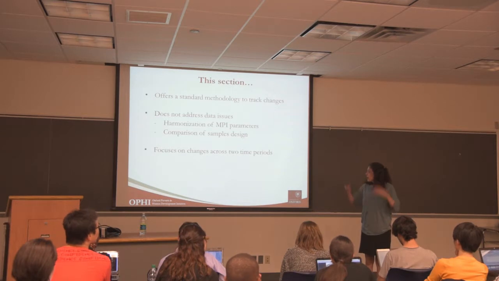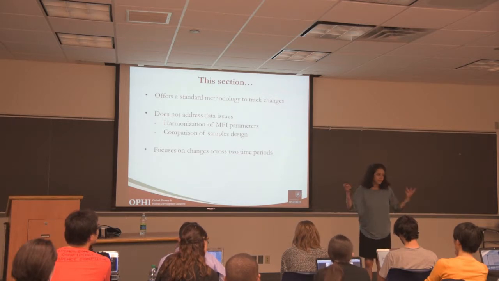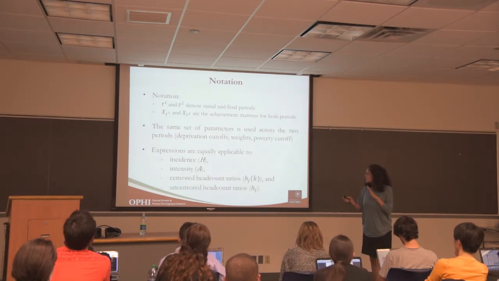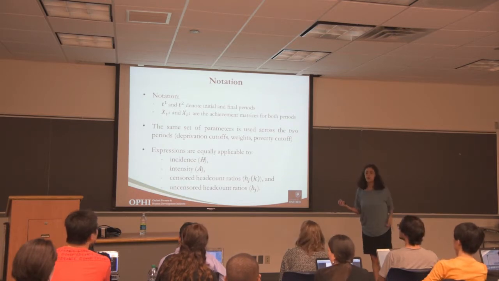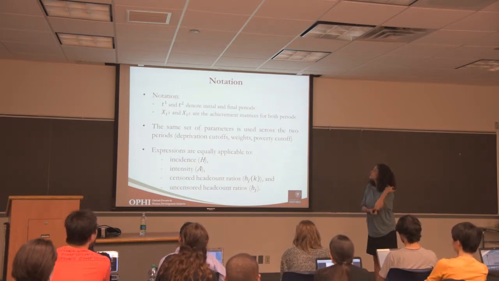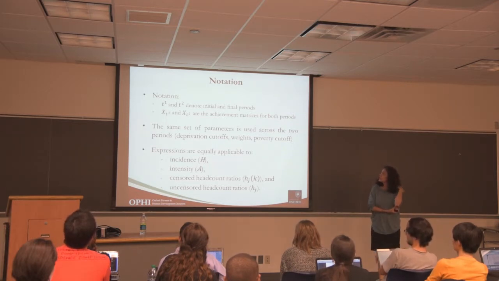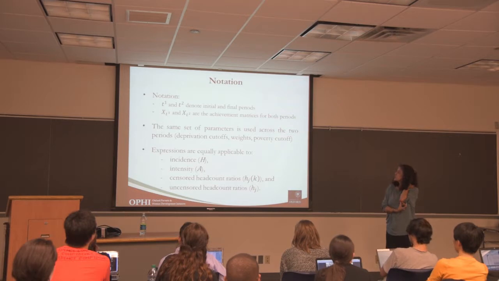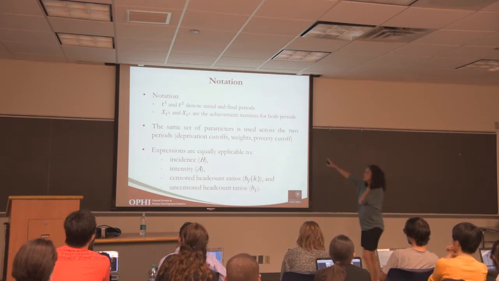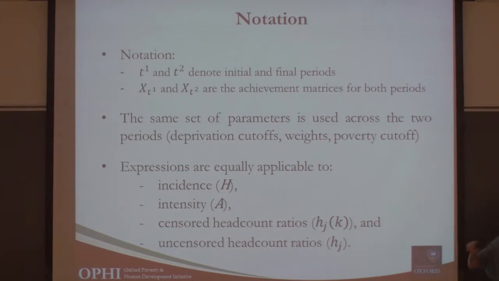What I'm going to present here is for 2 periods, but of course there can be more than two periods. We have T1 and T2, initial and final periods, and two matrices of achievements, X1 and X2. I'm assuming that all the harmonization has been done, so everything is exactly comparable. Most of the expressions I'm going to show refer to M0, but we can do it easily for incidence, intensity, or the adjusted headcount.